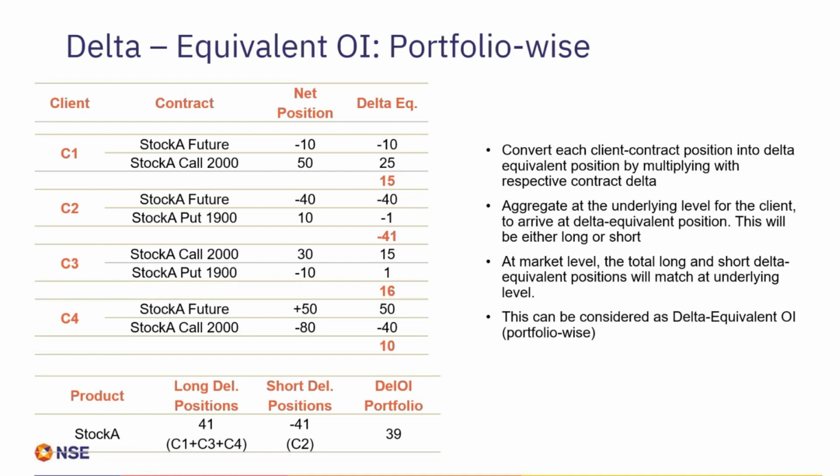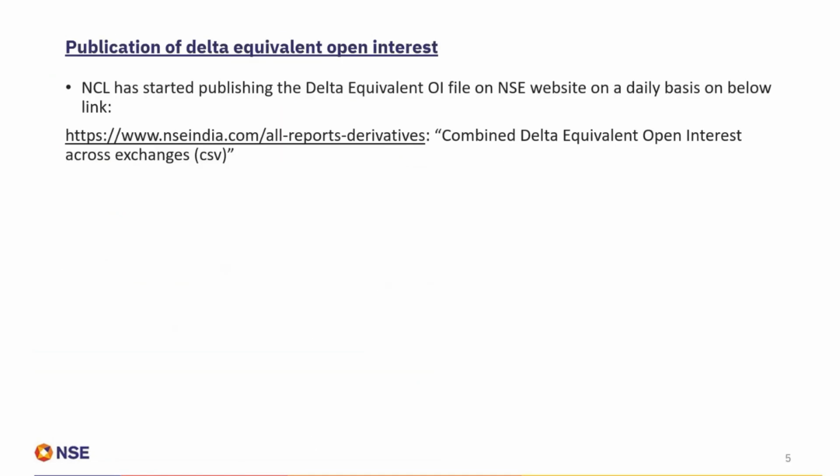This file is published every day, and one can look at it on our website in the report section. You should go to the report section and choose the derivatives tab, and the name of this report is combined delta equivalent open interest across exchanges. It's a CSV file, and this data is combined across the two CCs, NCL and ICCL. Similar to the way we compute combined open interest for MWPL monitoring, which is done by sharing data between CCs, we also share the data of delta equivalent positions, and this is also on a combined basis across exchanges and CCs. Correct.